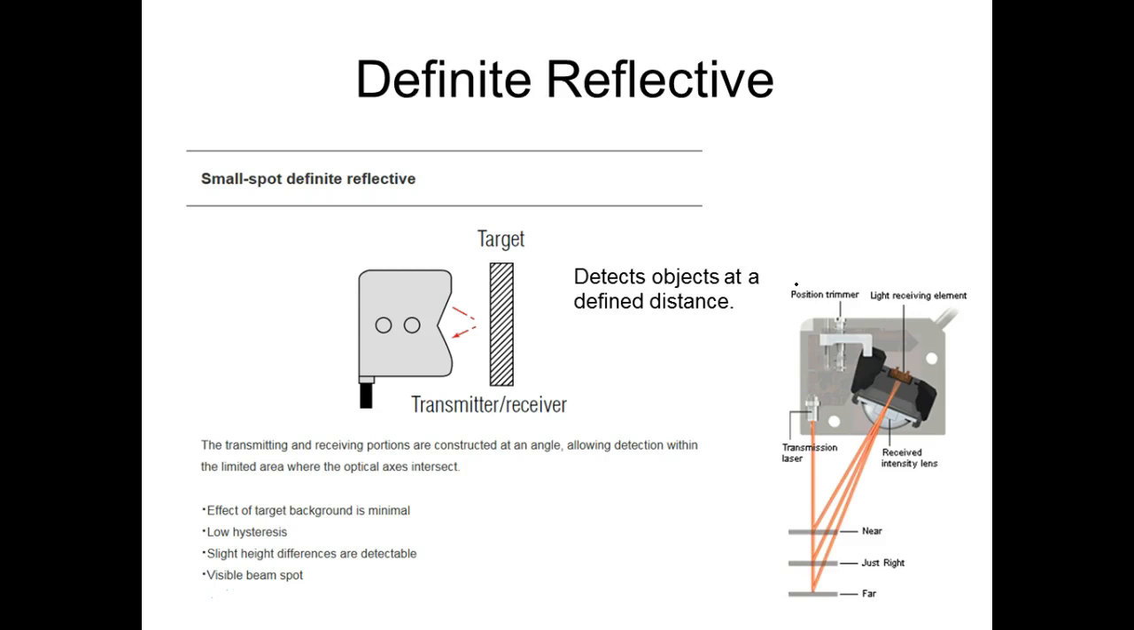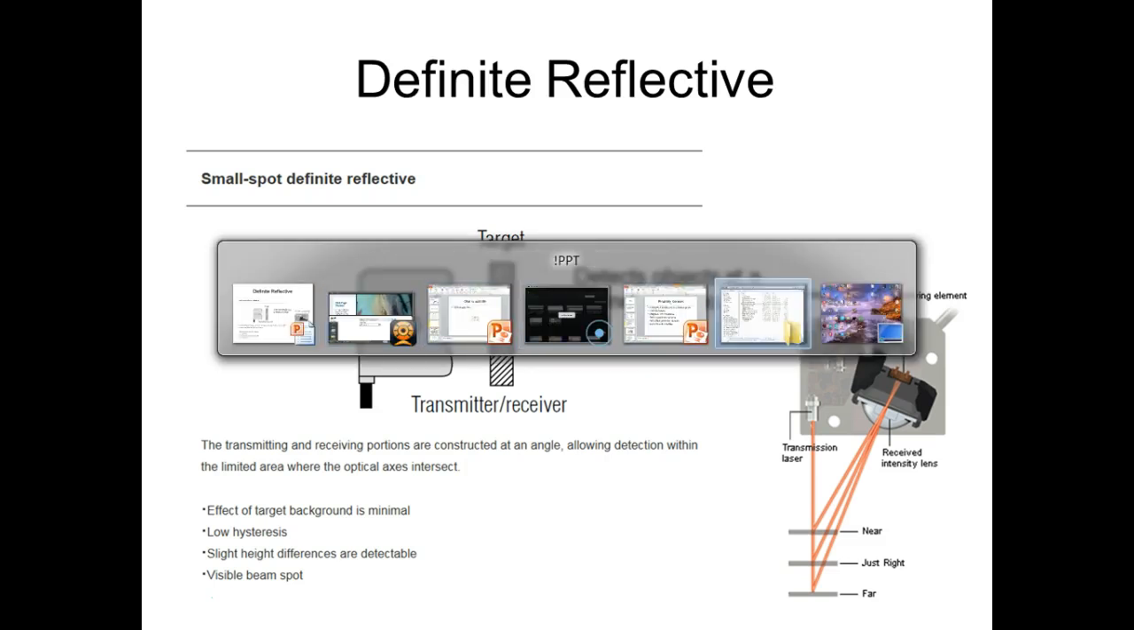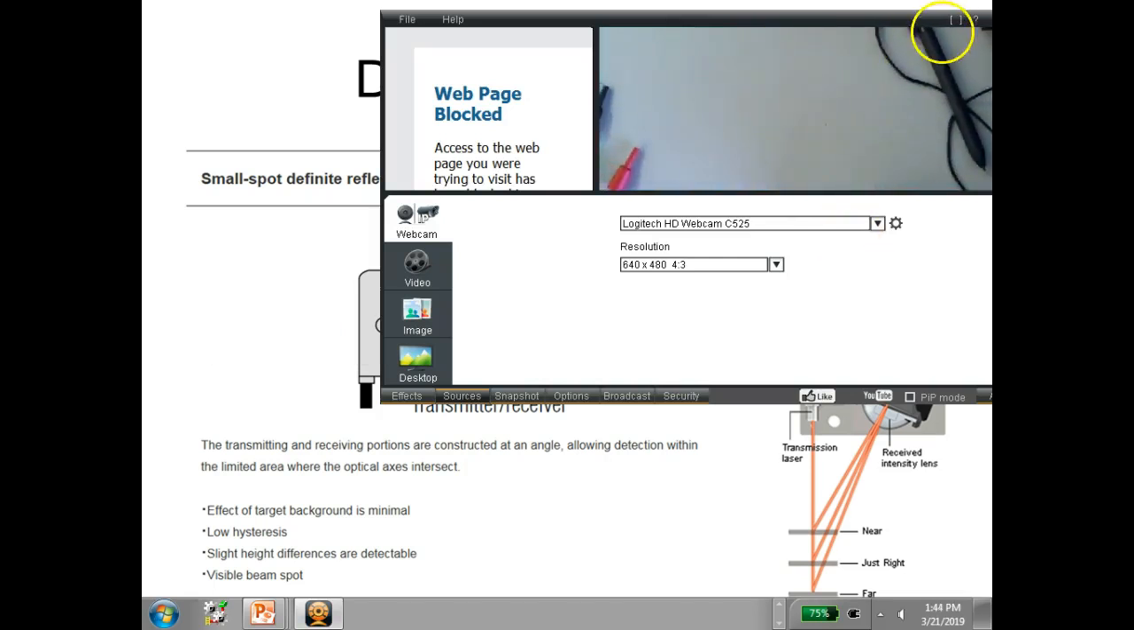Then we have this guy. This is called a definite reflective, and this is just a different variation of a diffuse reflective. Now, why I bring this up? Because most of y'all use this all the time.